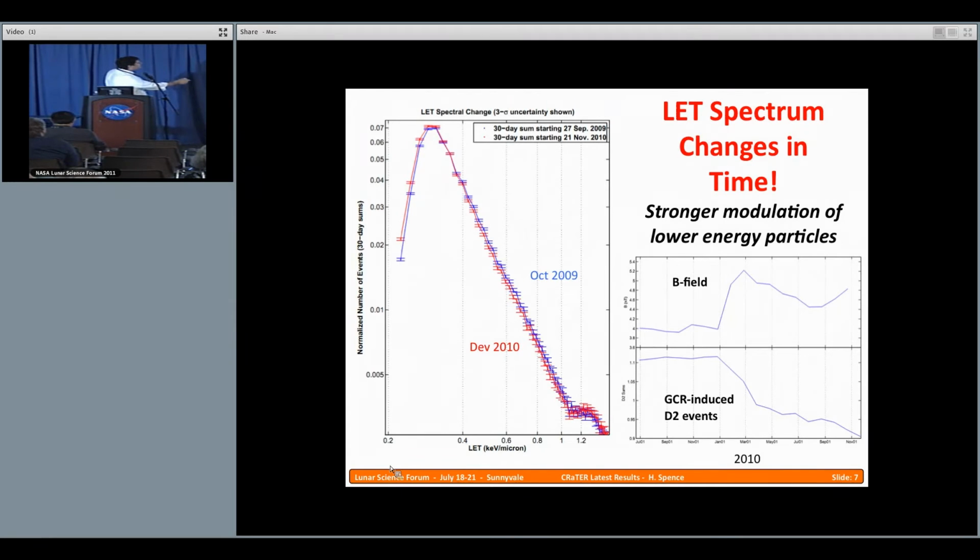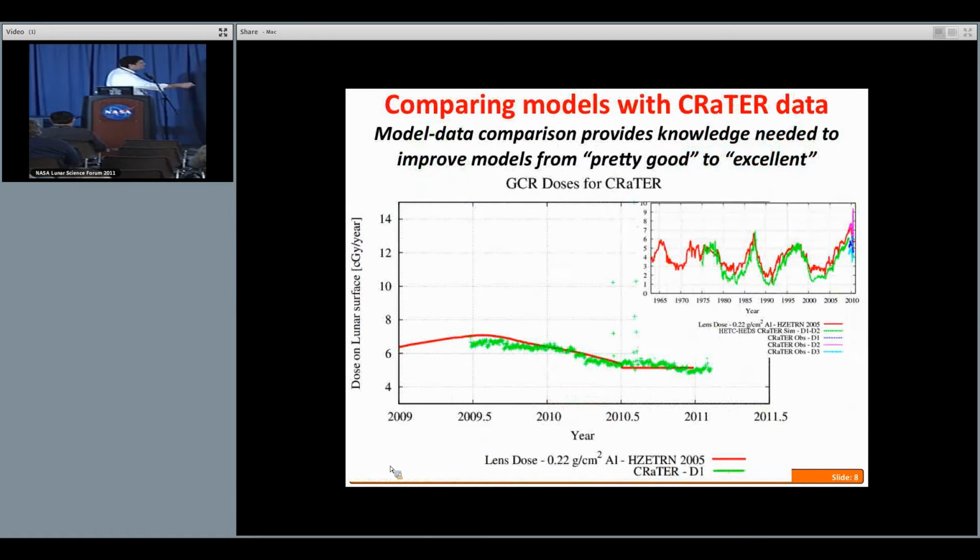So for example, if you take a look at an LET spectrum, the blue shows the spectrum from October of 2009, the red from December of 2010, and you start to see changes. And remember, the higher LETs are the lower energy particles, and so sure enough, you see that those lower energy particles are being shielded out by these interplanetary field strengths. So the LET is actually changing on us. And you can see that here.